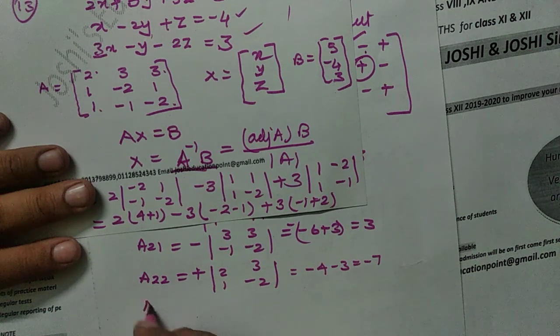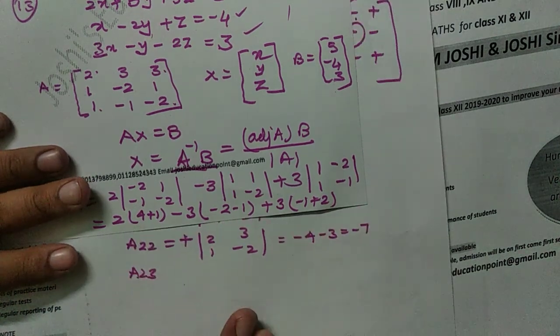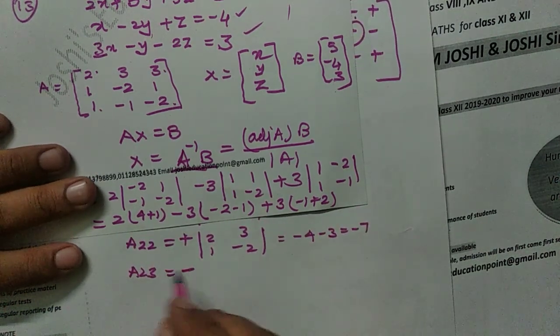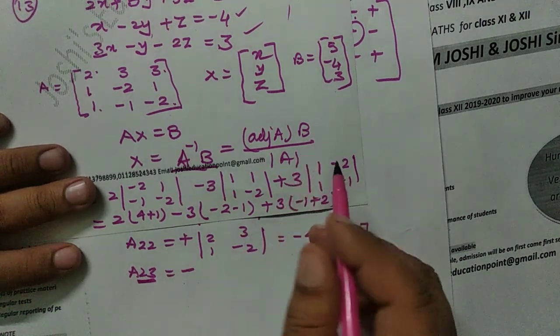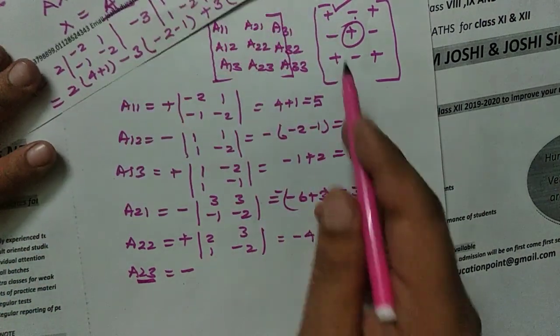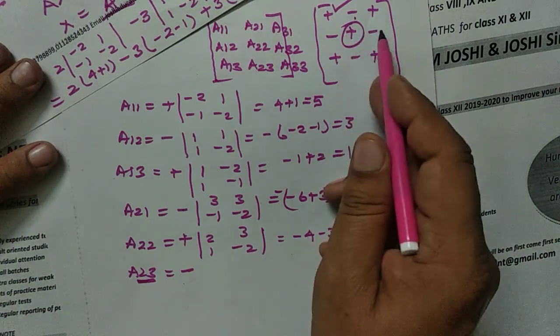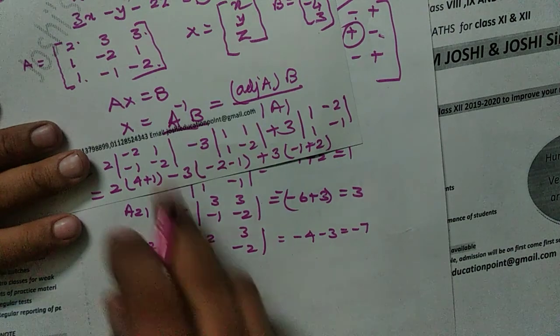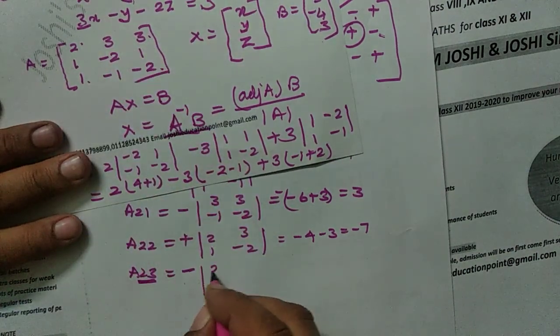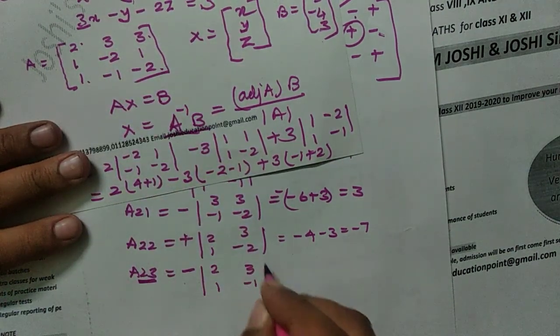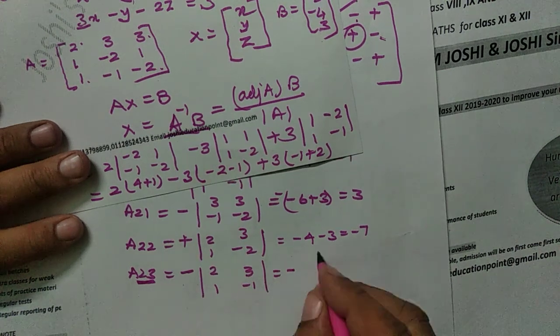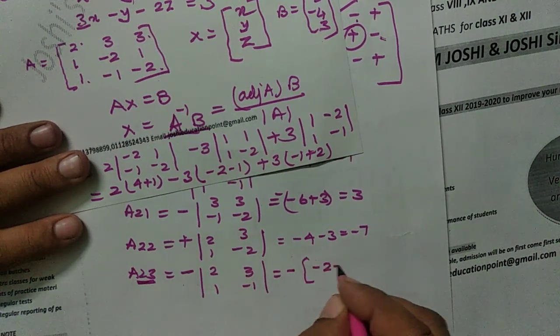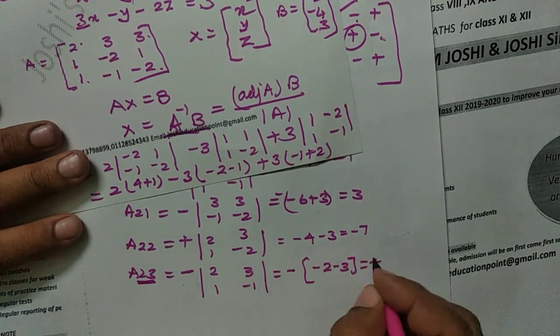Now you come to A23. So A23 will be negative, since the sum of 2 and 3 is odd. Otherwise, from this also you can get that it will be negative. A23 is negative. So negative of what? It is 2, 1, 3 and minus 1. So just multiply it. It is negative of minus 2 minus 3. So that will be plus 5.